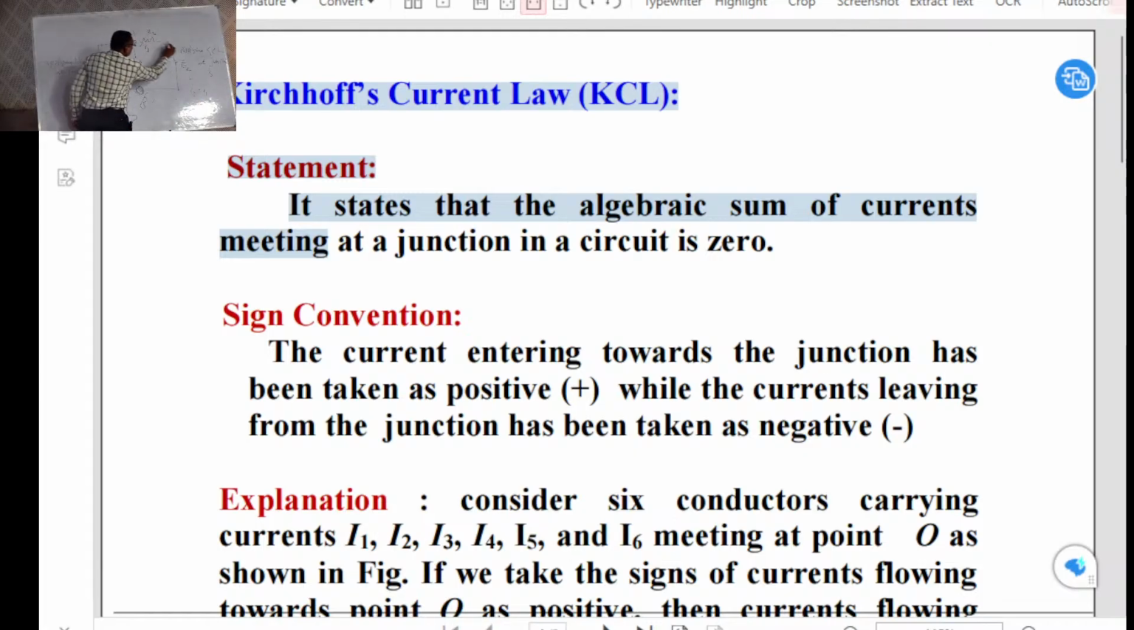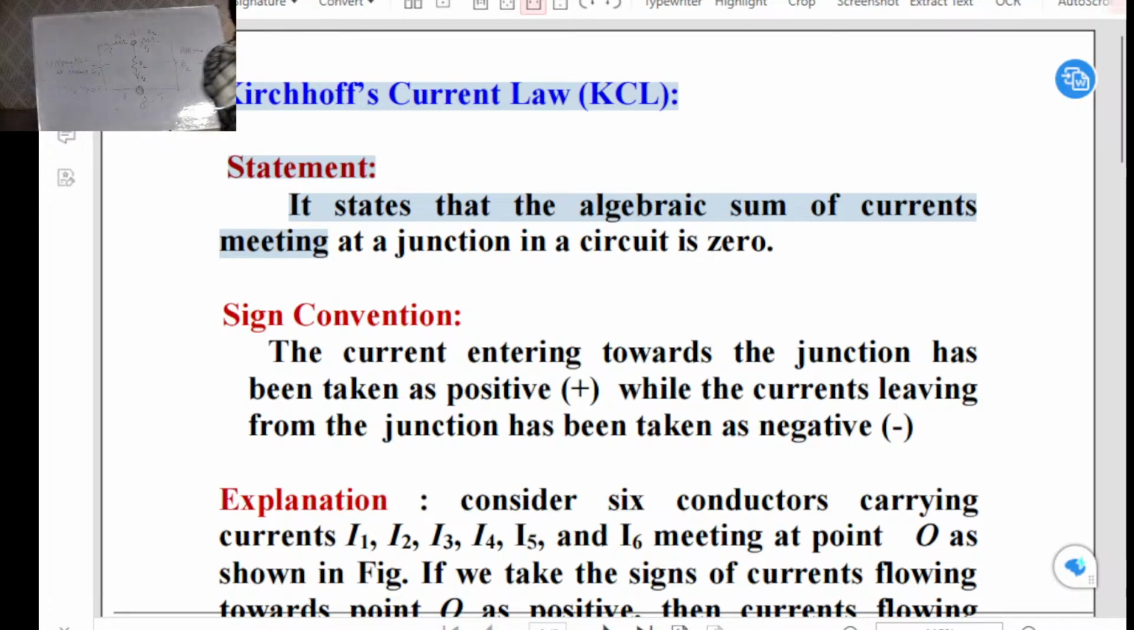This one is coming toward the junction B. See, this is a branch current. Here to here is a branch. I3 will flow, so it is toward the junction. What is the answer? Plus I3 is equal to 0. Apply the values of I1, I2, I3, and you will get 0.